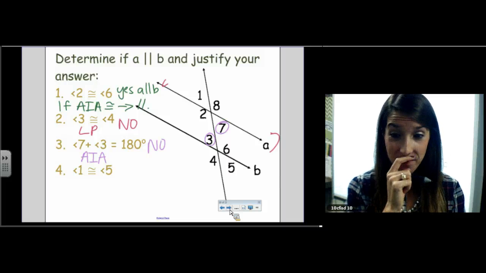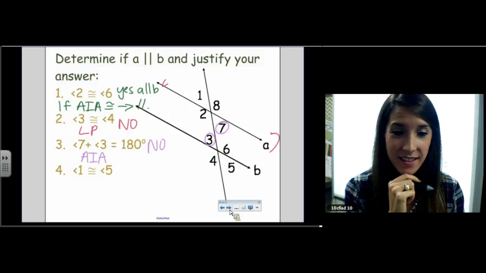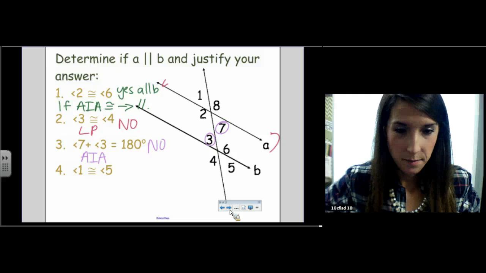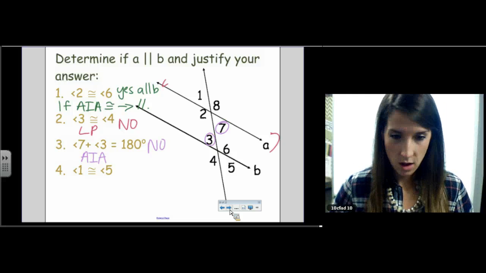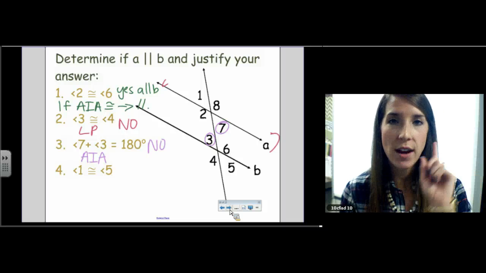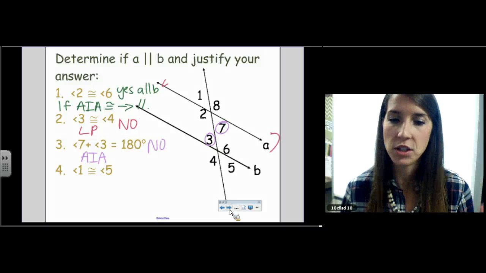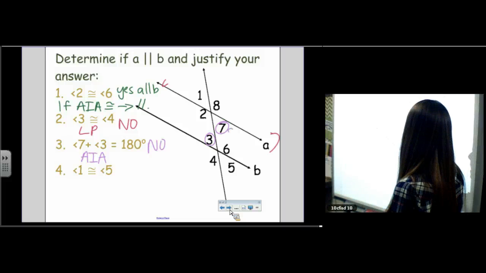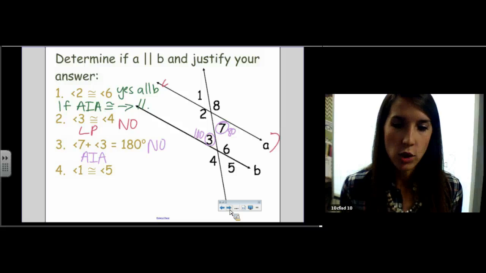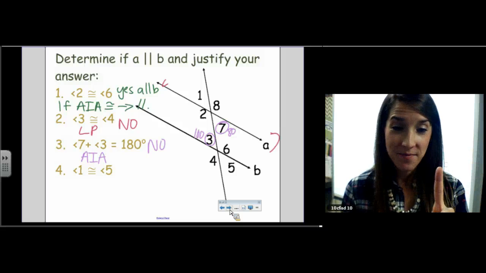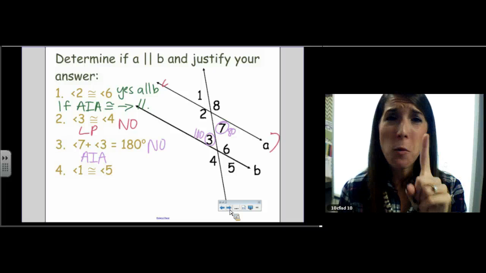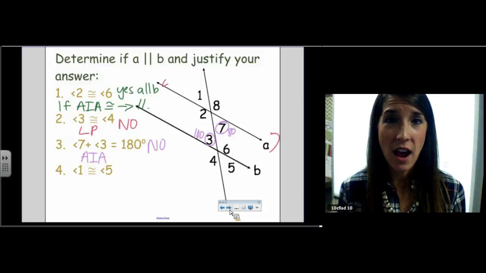Miss Tanton? Technically, in the situation where angle 7 and angle 3 both equal 90, it could be parallel, but is it like in all circumstances that we want? Correct. Always. If you can find one counterexample, then your answer is no. So this one could be 80, this one could be 100, and that would not make A parallel to B. Good question. There's one time that they would be parallel, and that's if 7 and 3 were both 90. But that's only one time out of an infinite number of times. Okay?